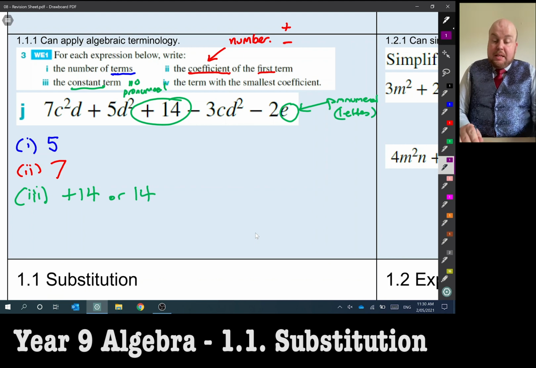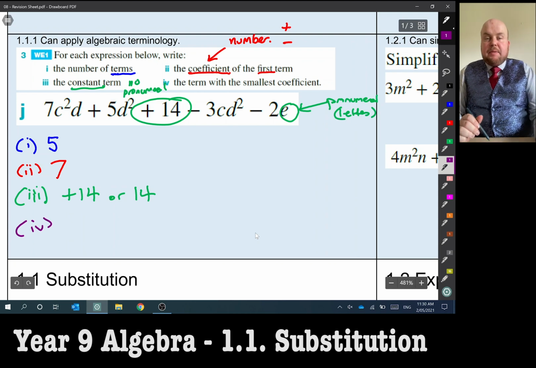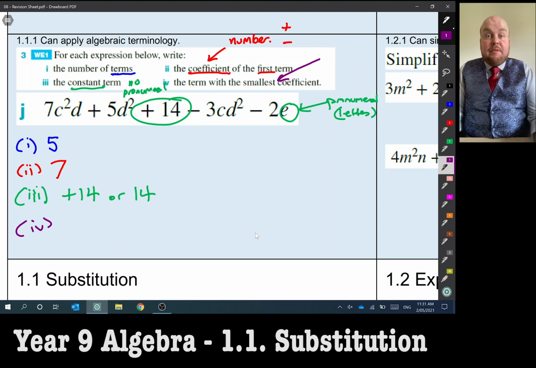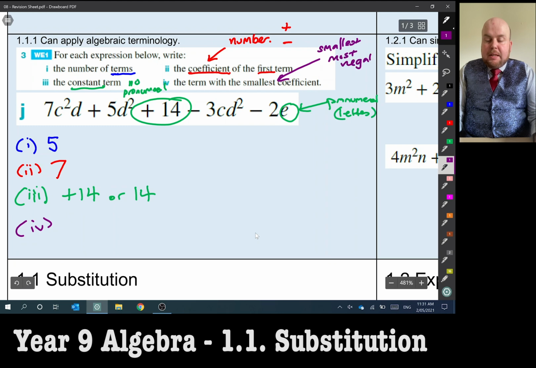And part 4, the term with the smallest coefficient. Now this one is a little bit of a tricky one, because one of the ways that this can fall into a trap is that people often forget about the plus signs and minus signs. So sometimes I like to say the smallest is whatever's going to be the most negative, in much the same way that if I saw largest, that would be the most positive.